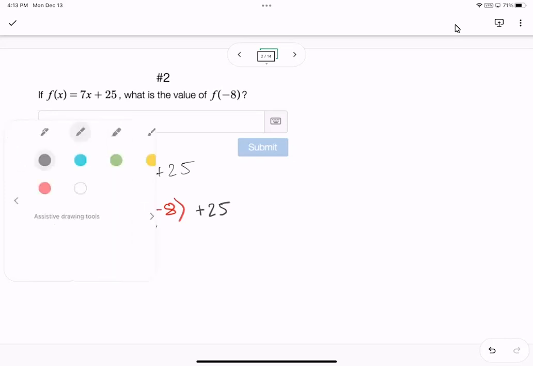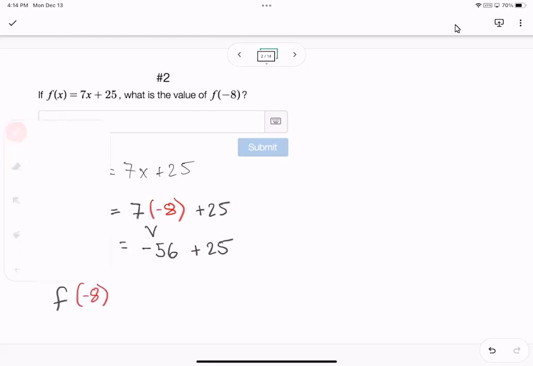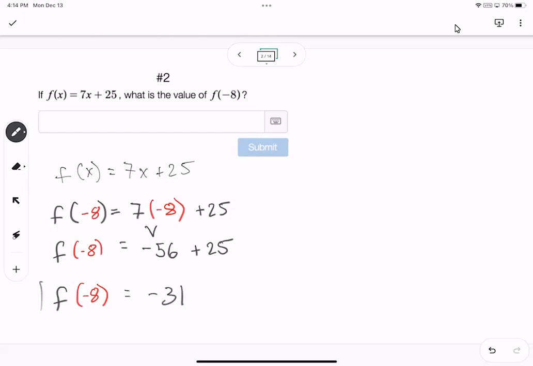And we're going to keep writing this function as we go. The function of -8 is equal to 7 times -8 is -56 plus 25. Now we're going to keep going. We didn't find what the value is yet. So now we're going to do -56 plus 25. So the function of -8 is equal to -31. When your input value is -8, the output is -31.